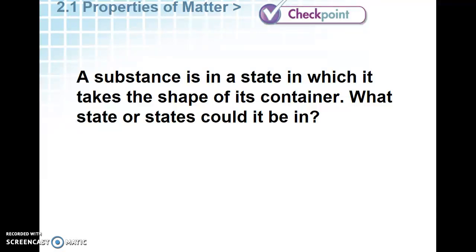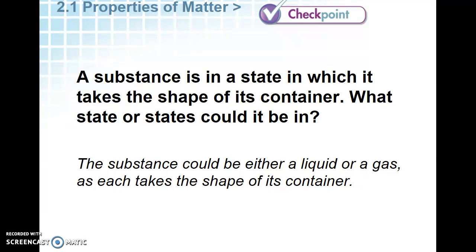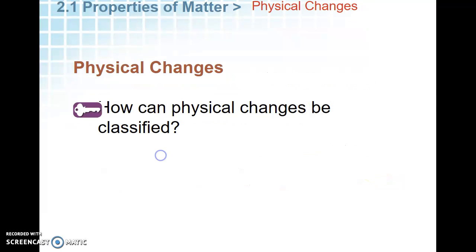A substance is in a state in which it takes the shape of its container. What state or states could it be in? What do you think the answer is? It could be either a liquid or a gas. We need more information, but we know that if it takes the shape of its container, it's a liquid or a gas. Solids keep their shape.